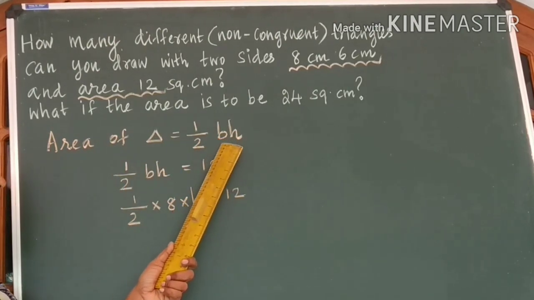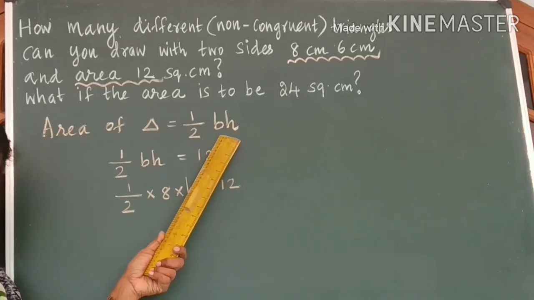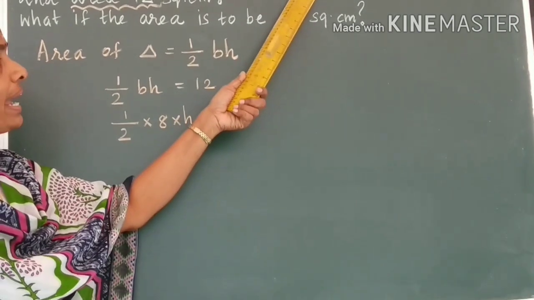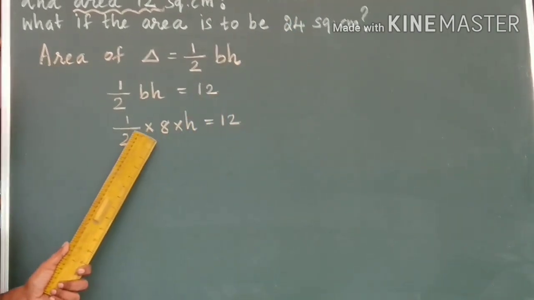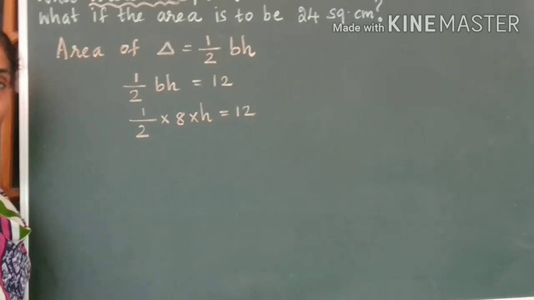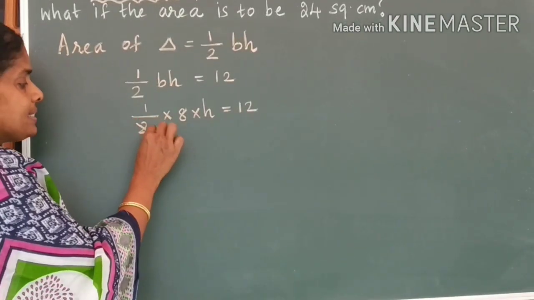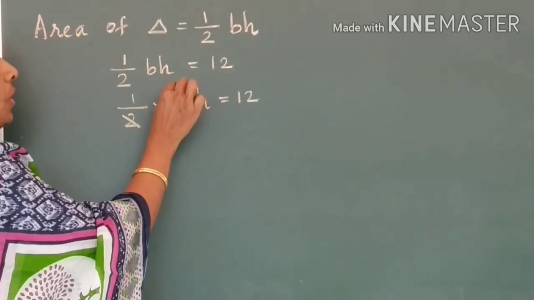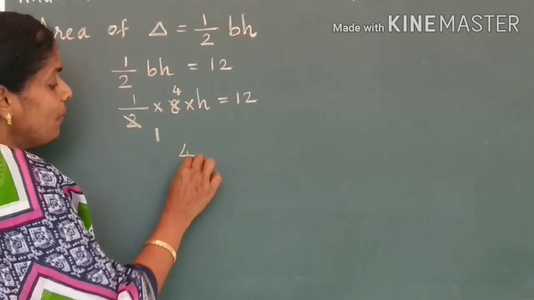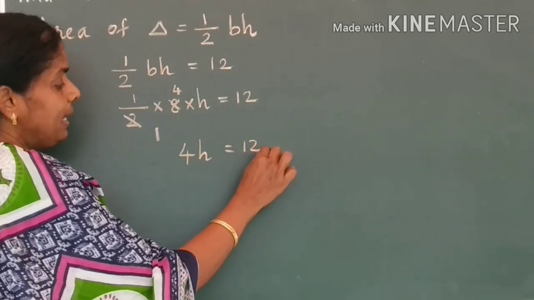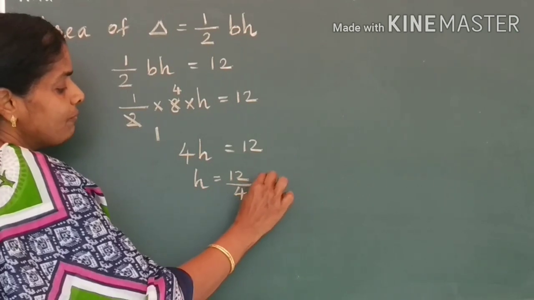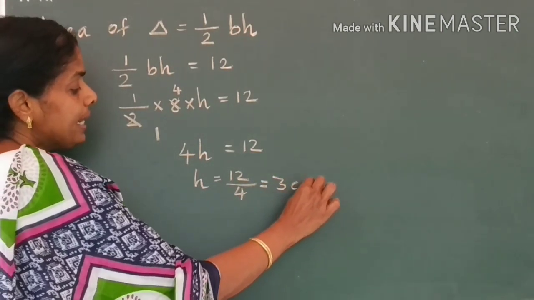Okay. So now let us substitute it in the formula. Area of triangle is half b h. That is half into, take base as 8. So I wrote half into 8 into h is equal to 12. Now you can cancel: 1, 2 is 2, 4 2s are 8. So you got 4h is equal to 12. That means h is equal to 12 by 4 equal to 3 centimeter.